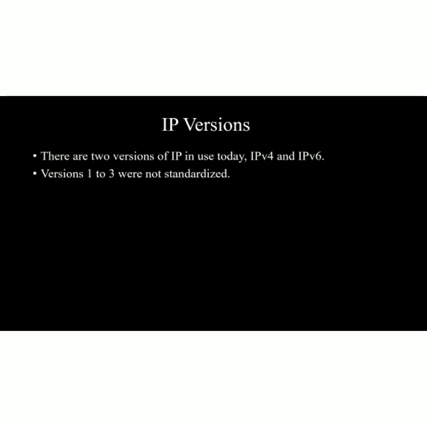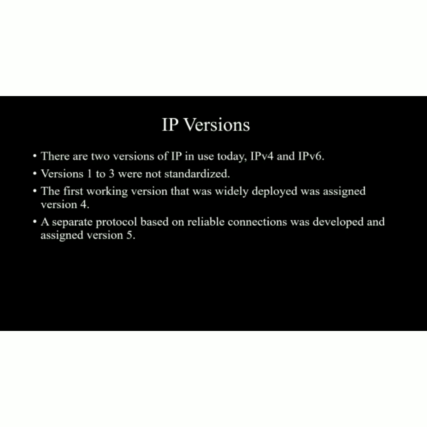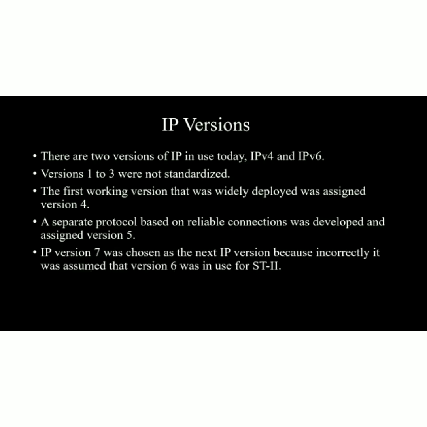During the development of the first version of the Internet Protocol in the 70s of the previous century, the initial experimental versions 1, 2, 3 were not standardized. The first working version that was widely deployed was assigned version number 4. A separate protocol based on reliable connection was deployed and assigned version 5. IP version 7 was chosen in 1988 by R. Uleman as the next IP version because he incorrectly assumed that version 6 was in use by ST2. However, ST2 had reused version 5 of the original ST protocol.